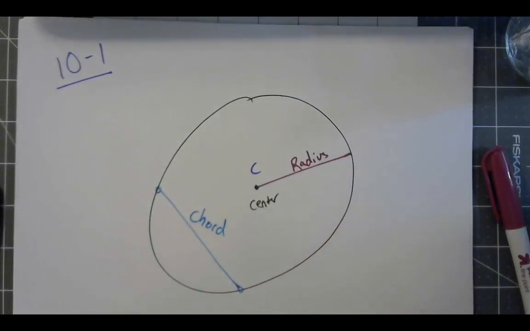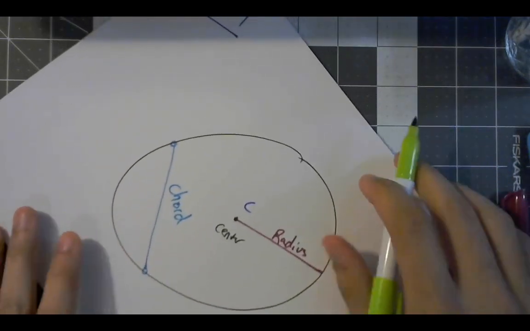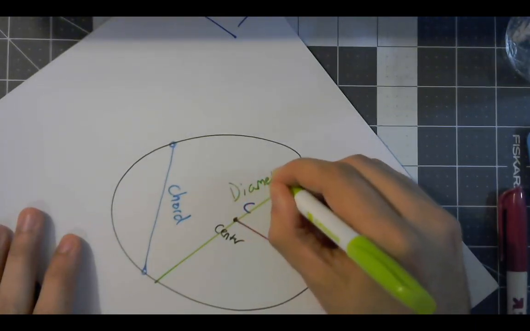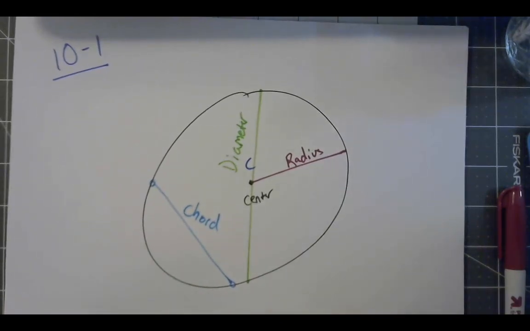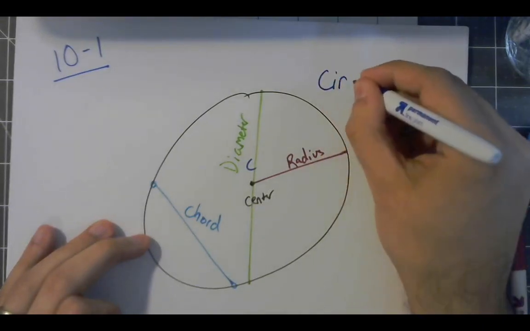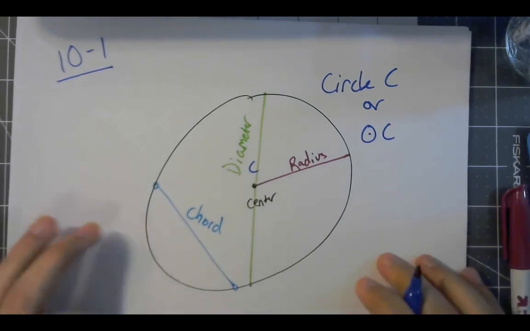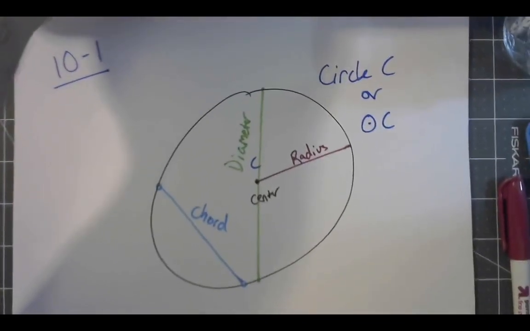And finally, a diameter. The diameter is going to go through the center, and it's going to go end to end. It can go to any part of the circle, something like this. So we have circle C. We could write that a couple different ways. I can write the word, or I can use this symbol, circle C. So really the first part of this lesson is just talking about our vocab.